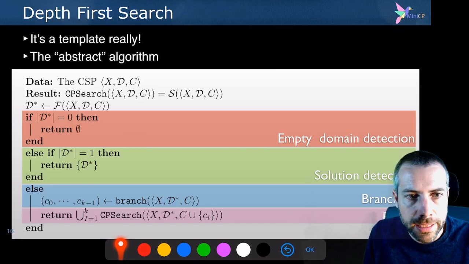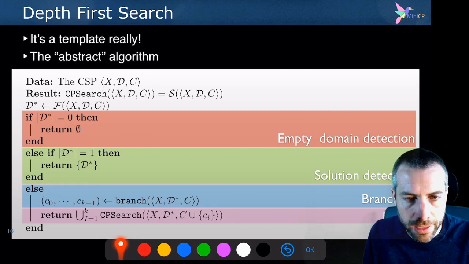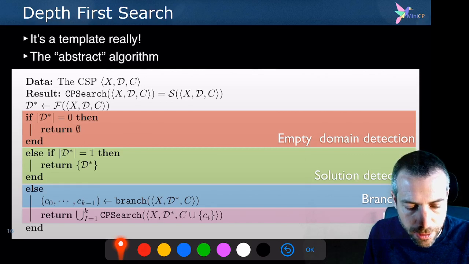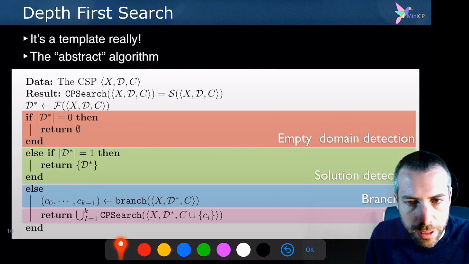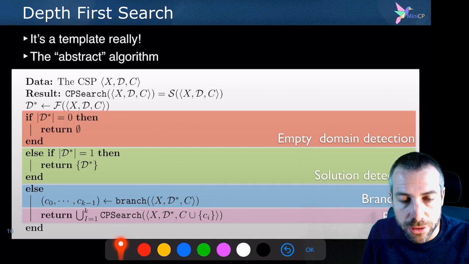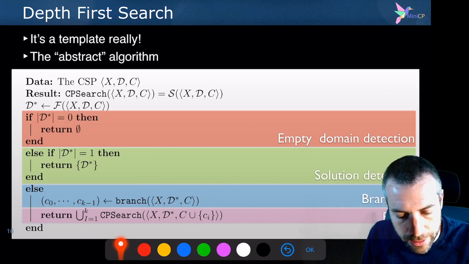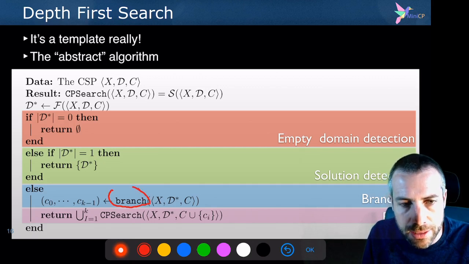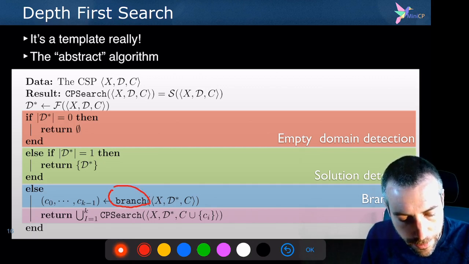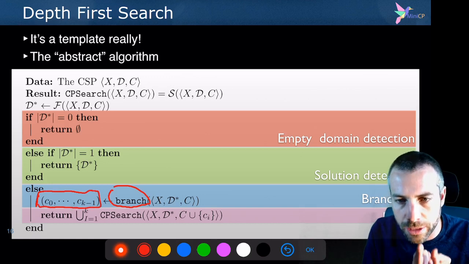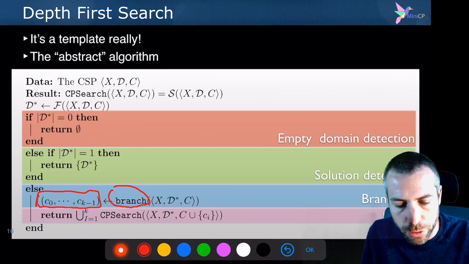As you can see, this depth first search algorithm is quite generic. It needs to be specialized, and some of the methods need to be implemented by yourself or by the solver to work. In particular, the most important one is the branching method, which is in charge of returning a set of constraints that will be the branching constraints that you will apply on each different branch under the current node.